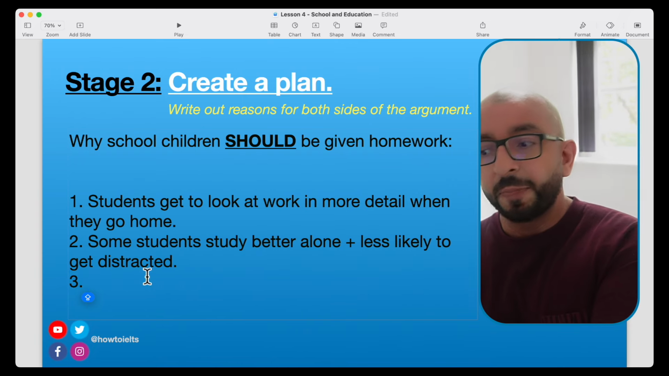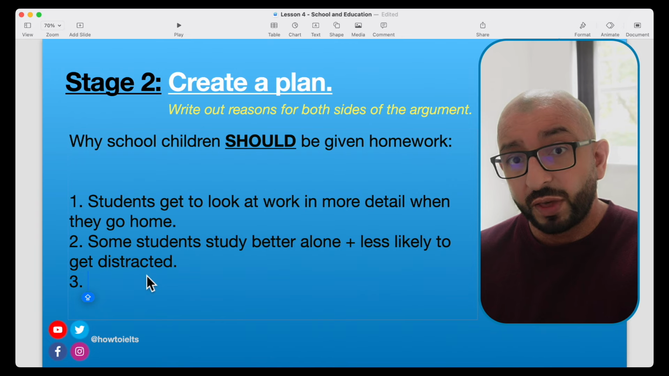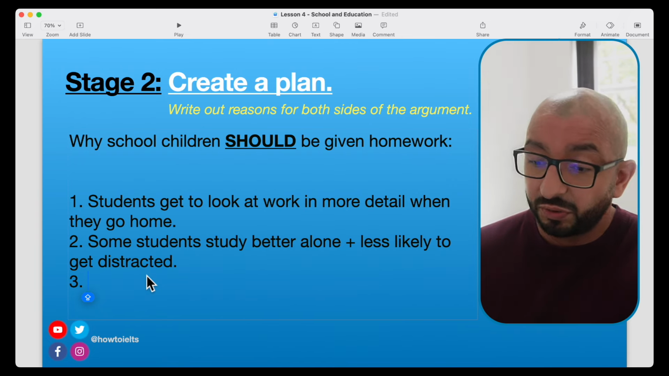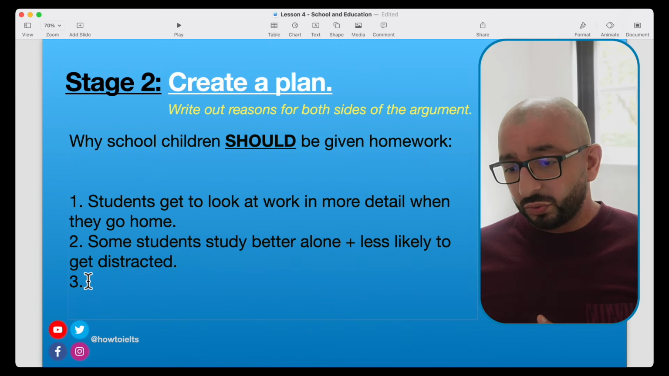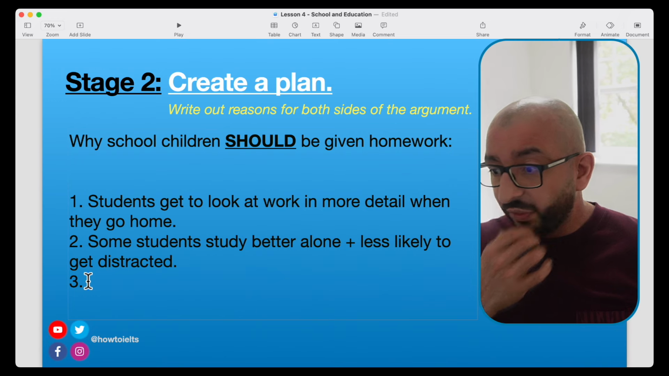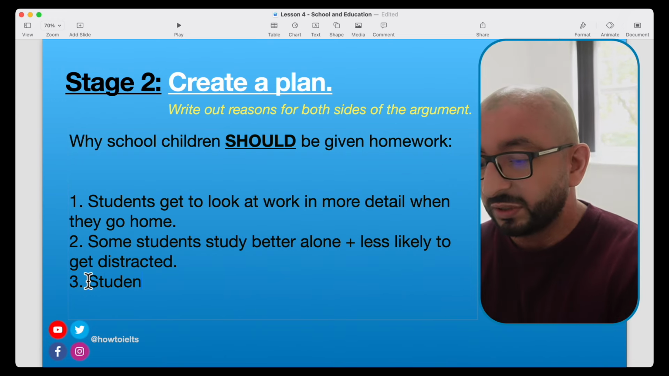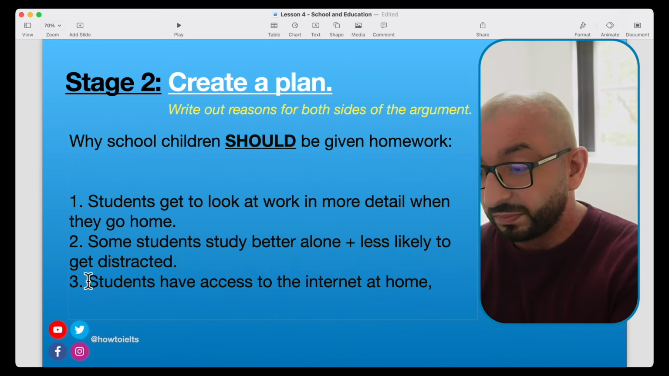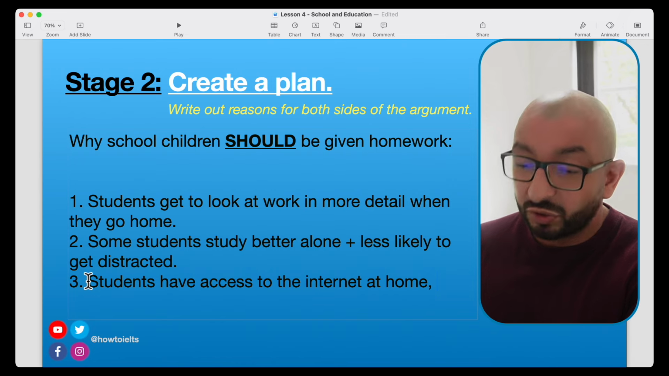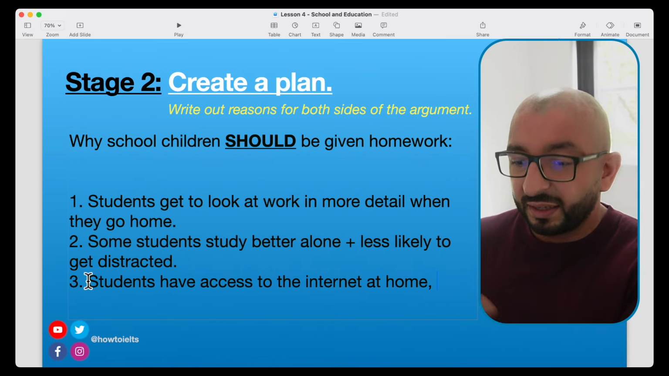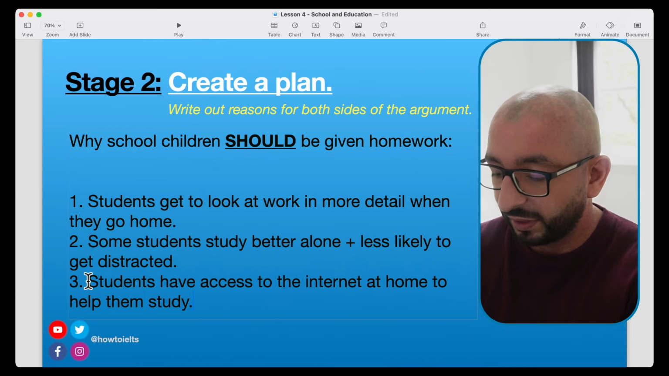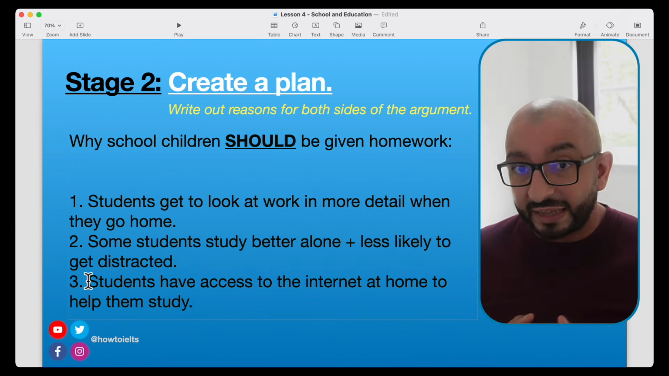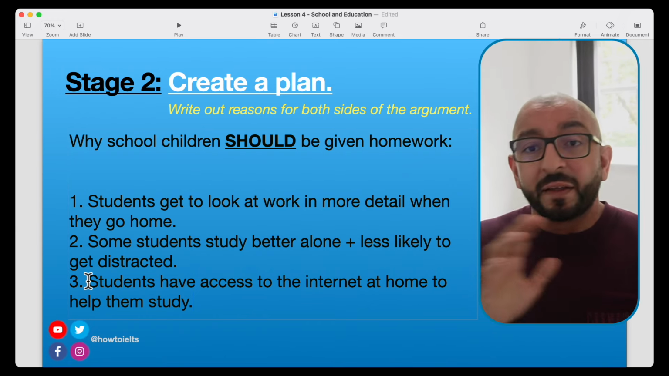Now, for the third reason, remember we said there should be 5 points altogether. So there were 2 for the first argument, and 3 here. For this, I'm going to write students have access to the internet at home. So they can watch YouTube videos or tutorials to assist them, okay? But just to save time, I'm just going to write students have access to the internet at home, to help them study, okay? Now, if I need to add more detail in the actual essay, that's fine. I will just add it later. Now, there's our 5 points done.